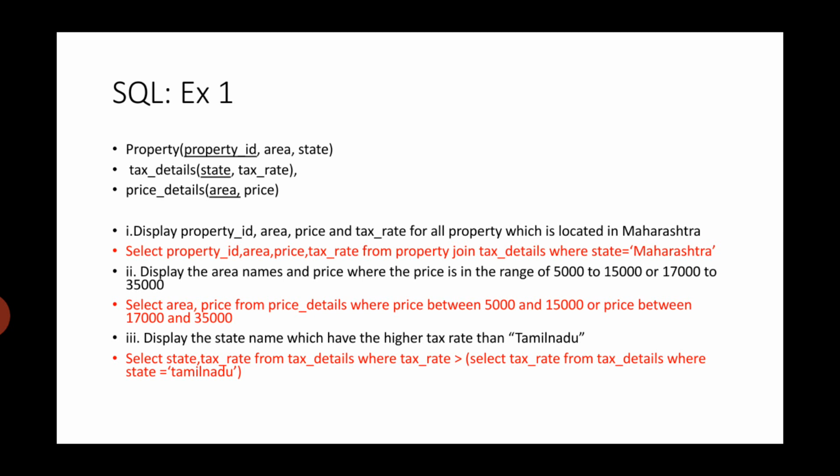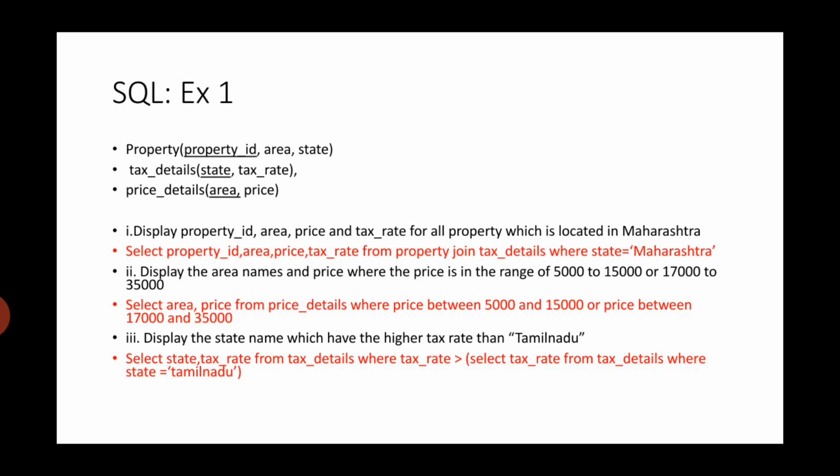From which table? We need to take from the property table, and we need to join the tax details also. Why? Because the tax rate is a column of tax details, so we need to go for the join query. So you have to go for a simple natural join. So from keyword you can give your property table, use the join keyword and tax details table name, where state is equal to Maharashtra.